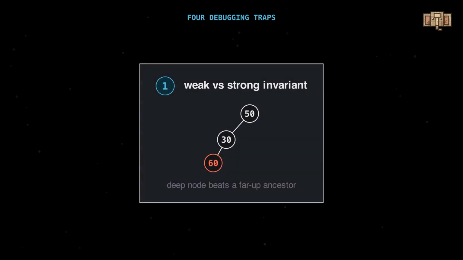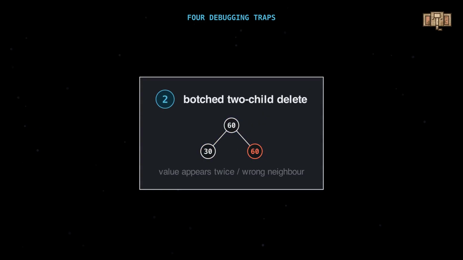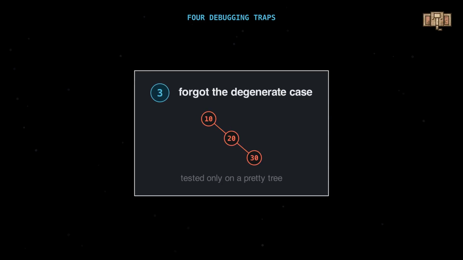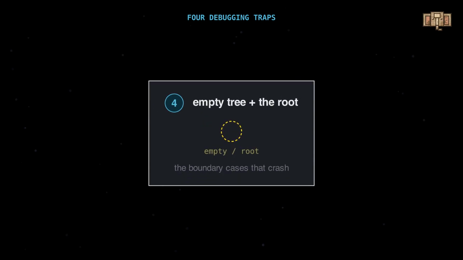A handful of mistakes cause most broken trees. 1. Confusing the weak rule with the strong one. A deep node can beat its parent and still break a far-up ancestor. 2. Botching the two-child delete so a value appears twice. 3. Forgetting the degenerate case, testing only on a pretty tree. 4. Mishandling the empty tree and the root. Those boundaries are where trees crash.